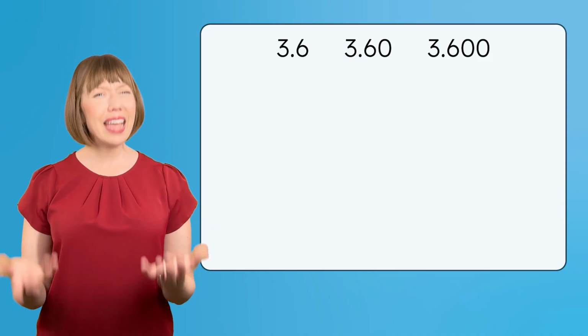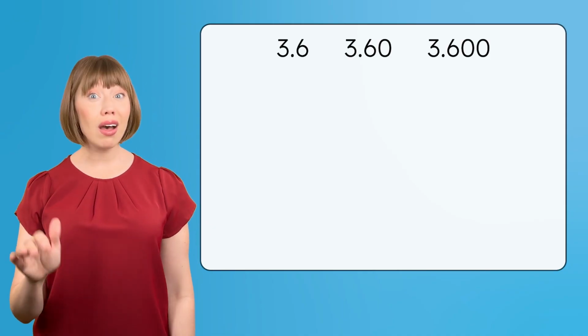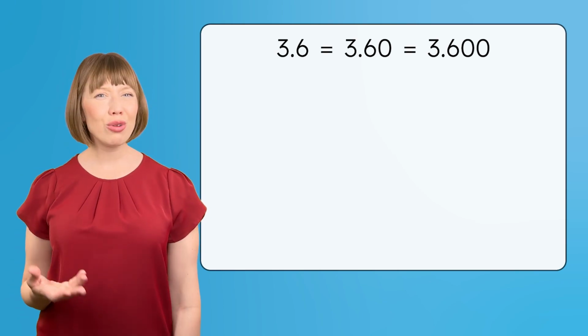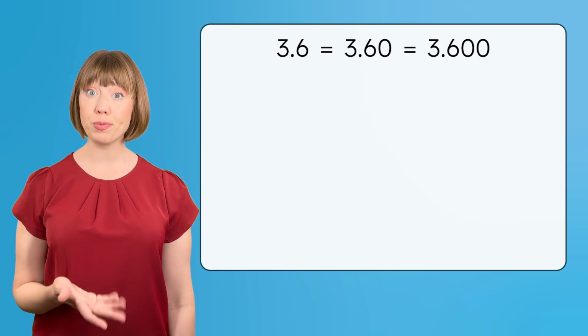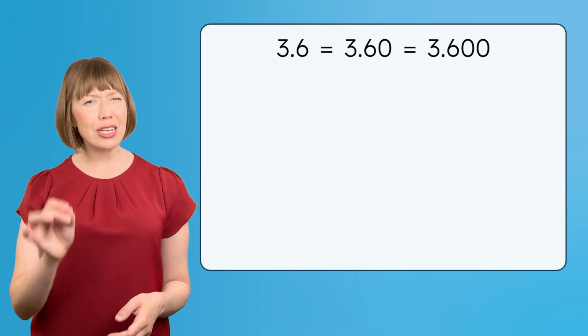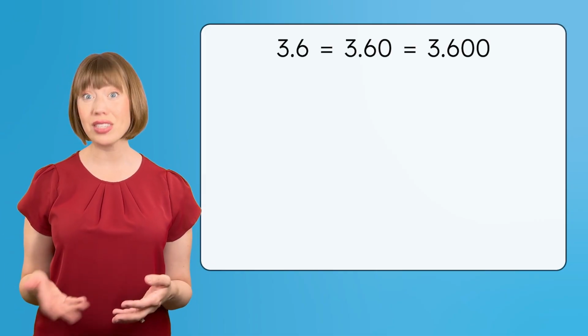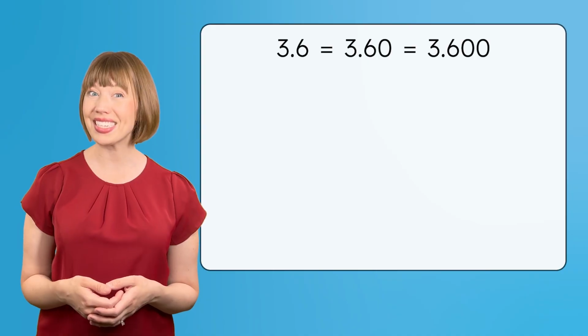Yes. The extra zeros on the end do not affect the value. They're all equal. Using a 0 in the hundredths or thousandths places can be a way to be extra precise, especially when comparing other numbers that have digits in the hundredths or thousandths places.